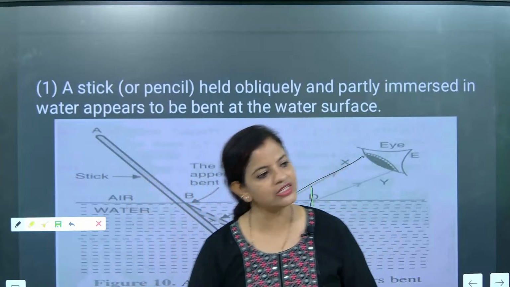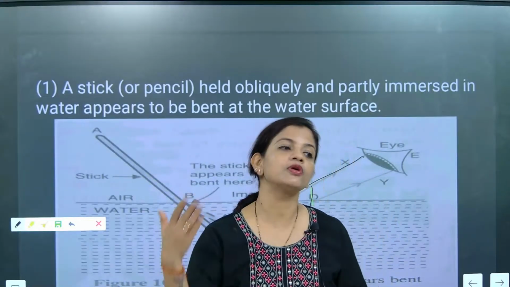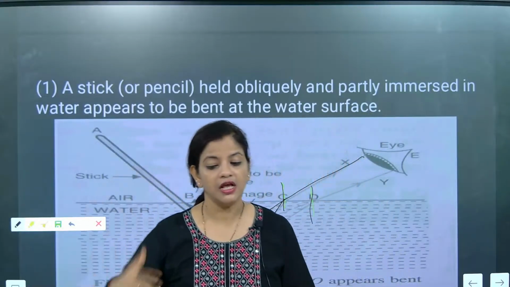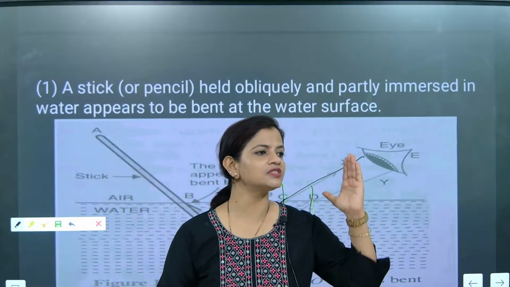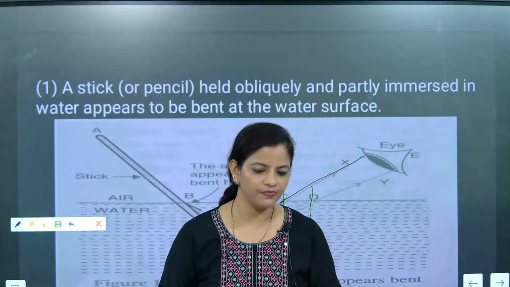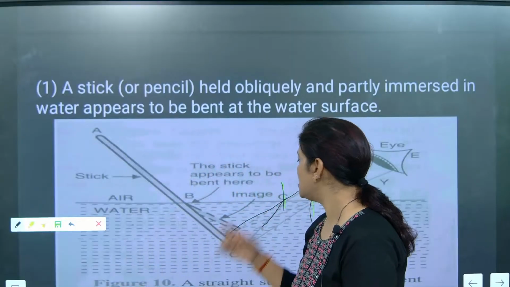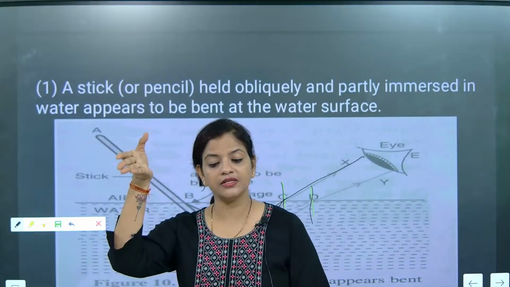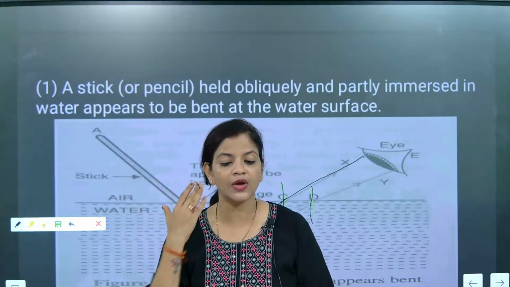The moment light rays try to enter, what will they experience? They will experience bending because of the change in optical density. Since the change in optical density will be there, what will happen? It will start bending towards the normal. Understood? And when it bends towards the normal, the rays going inside will be traced out, and then only you will be able to have a vision.